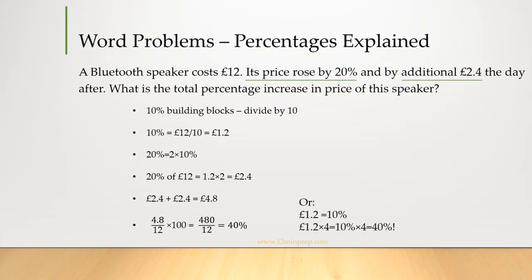Another way is using the previously calculated 10% blocks. We can see that 4 units of 1.2 equal 4.8 in total, which means 4 units of 10% each are 40% in total. So the correct answer is 40%.